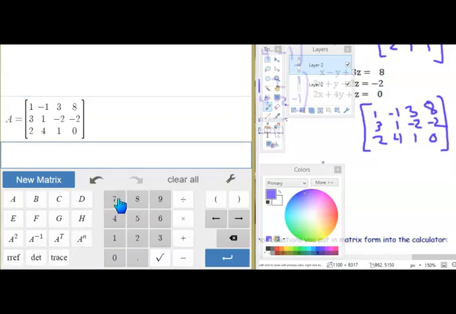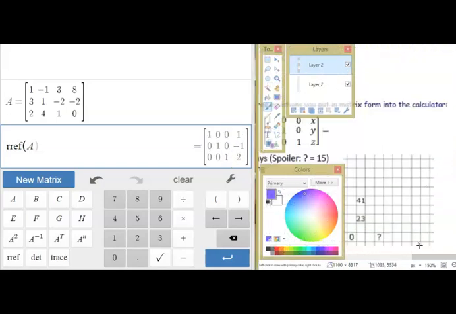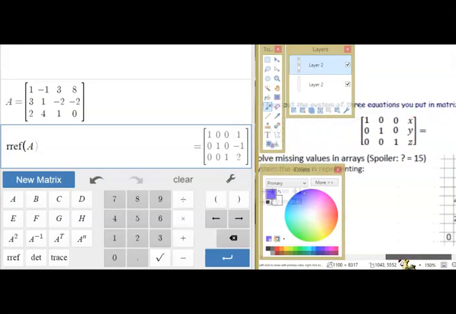Enter. Okay, so from there, you will find the reduced row echelon form. So we'll click RREF of A. This would be our solution. So then we find the reduced row echelon form, and we have these numbers. So our reduced row echelon form will have 1s and 0s, that's the identity matrix. The last column will be x, y, z, your solutions.